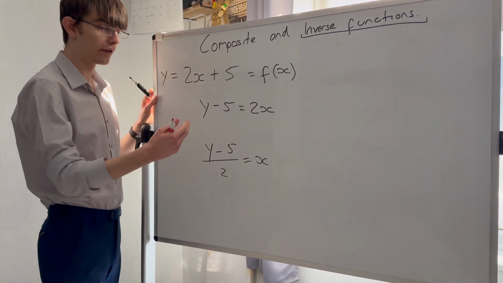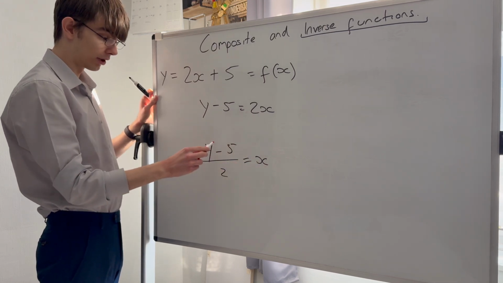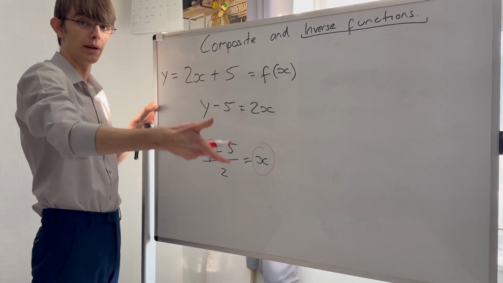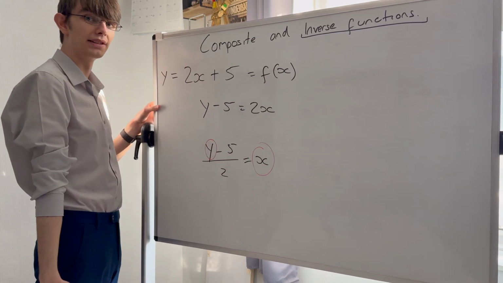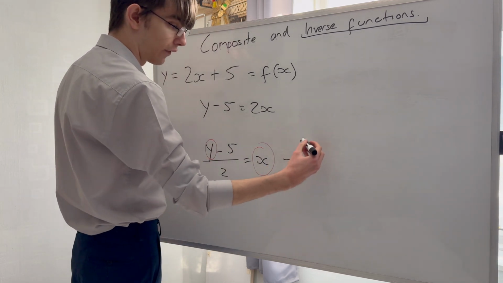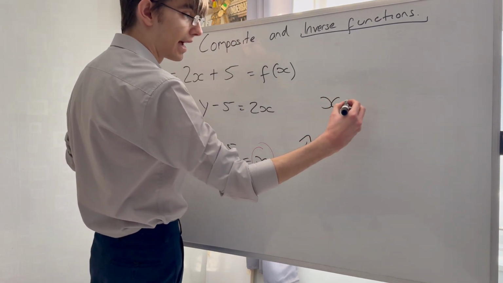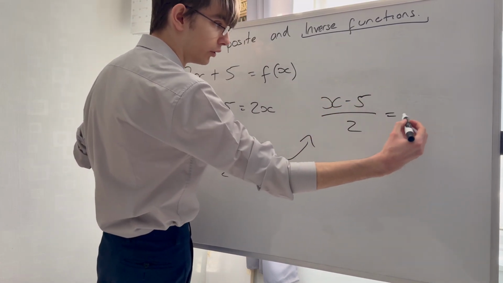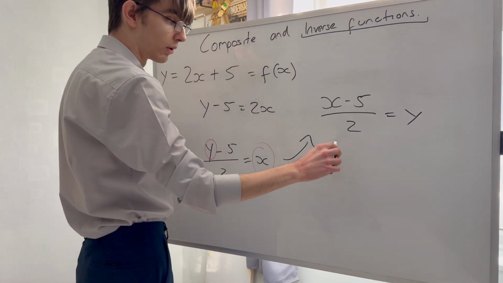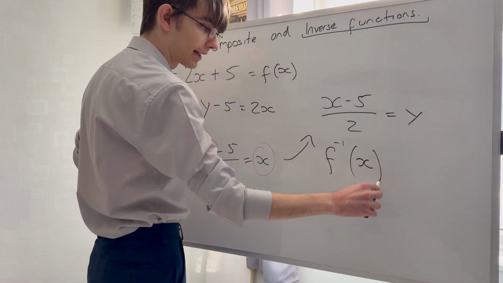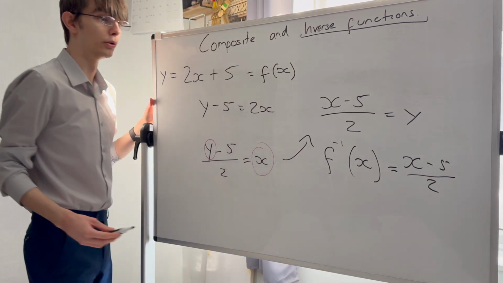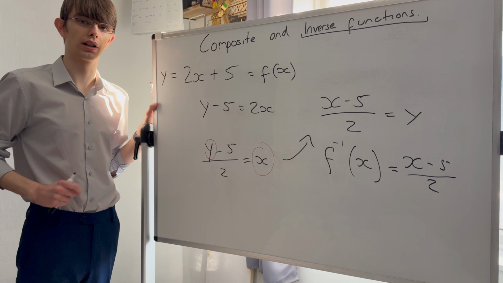Once I have rearranged it for something that equals x, I'm going to take my y's, I'm going to take my x's, and I'm going to flip them. All of my y's will be replaced with x, and all of my x's will be replaced with y's. So my final inverted function will be x minus 5 over 2 equals y. So my inverse function, which we write as f to the minus 1 of x, is equal to x minus 5 over 2. Now, let's just have a look at one more tricky example.